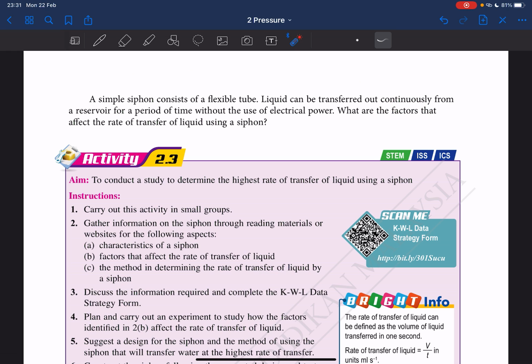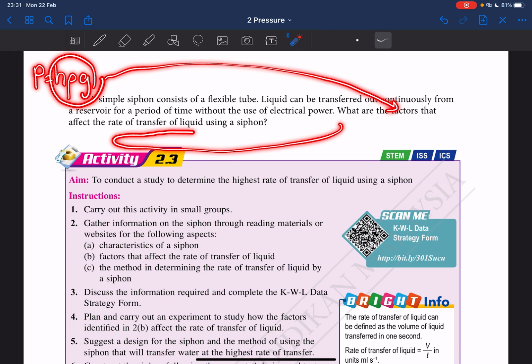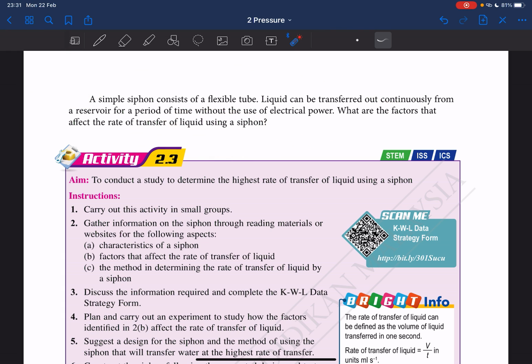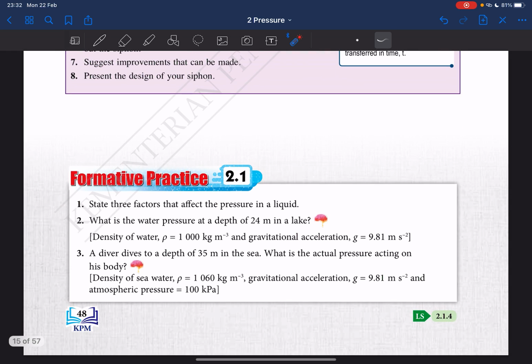So actually the factors come back to the original thing that we have learned, that is pressure. So what are the formula for pressure in liquid? H rho G. So these are all the factors that affect the rate of transfer of liquid. Okay, ATM does not affect because it is the same everywhere. So back to basic, H rho G, these are all the factors that affect the rate of transfer of liquid of a siphon. Now let's see formative practice 2.1.